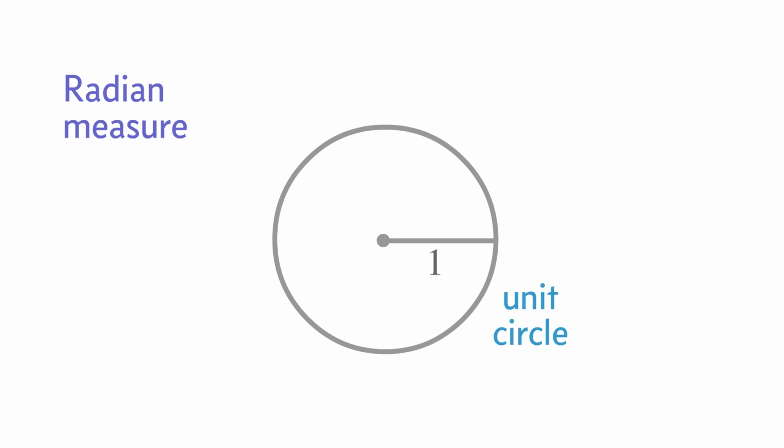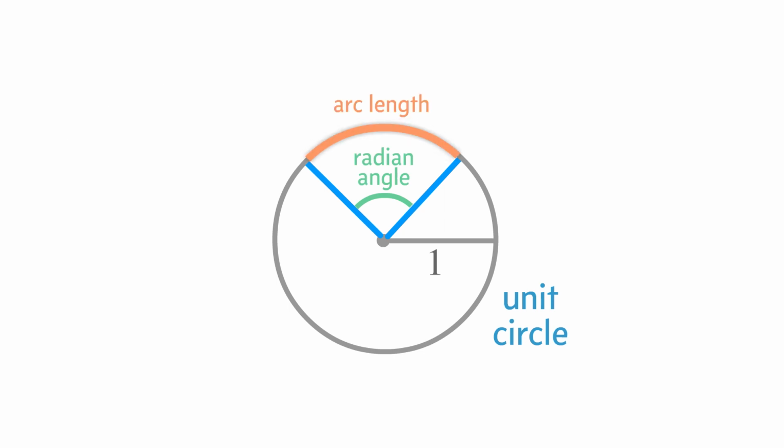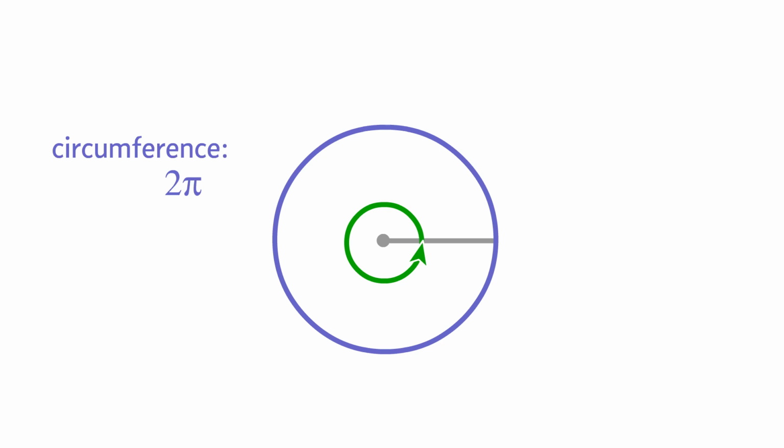A second system, however, for measuring angles is called radians. The idea is that if you take a circle of radius 1, called the unit circle, an angle measured in radians has the same value as the arc length distance along the circle. Since the circumference of the unit circle is 2 pi, a complete rotation is 2 pi radians. A half circle then would be pi radians, and a quarter circle is pi over 2.